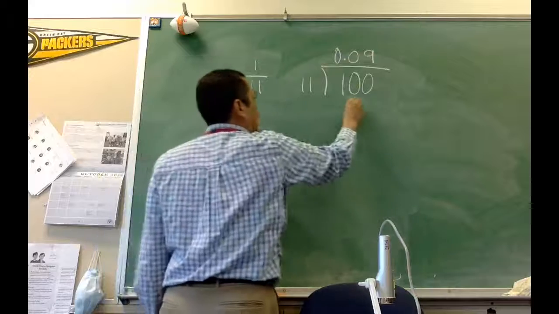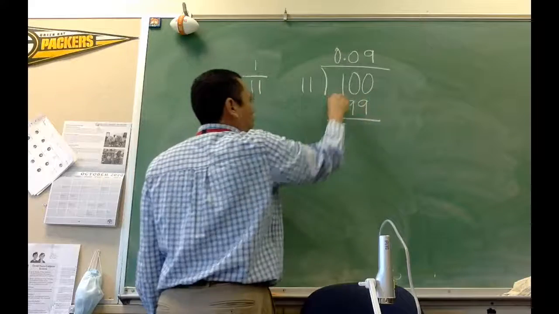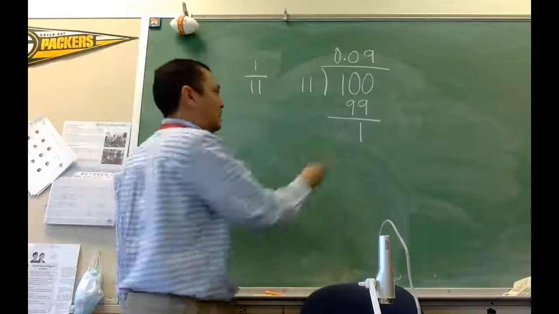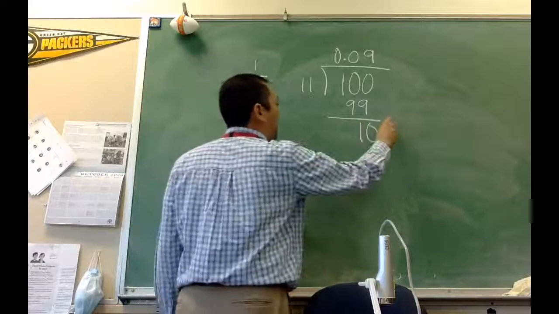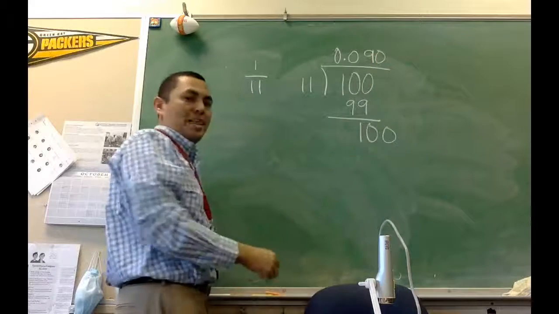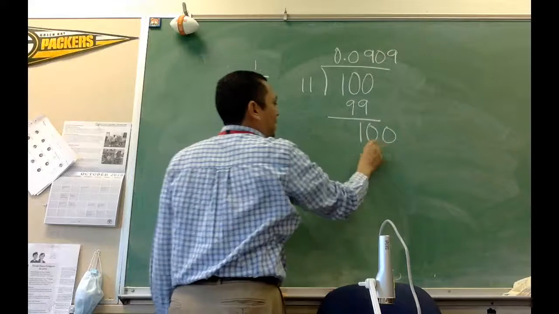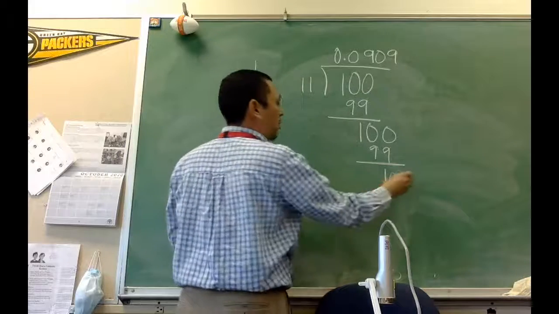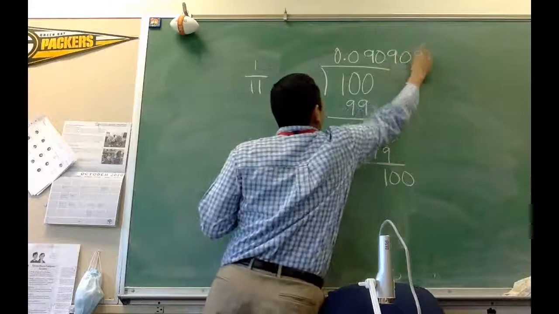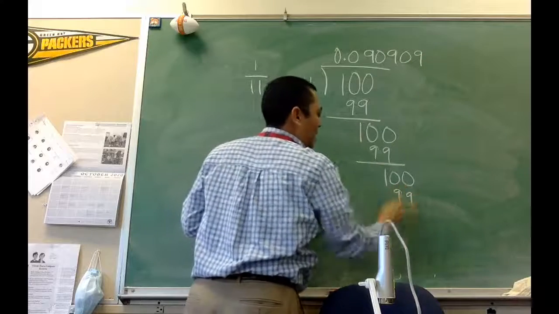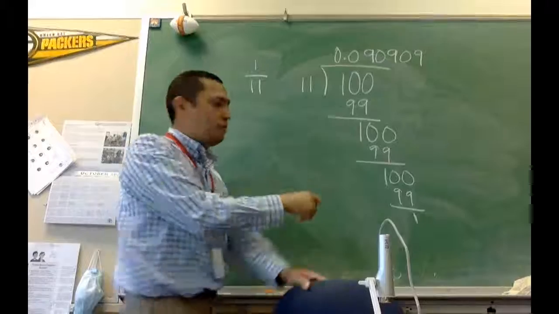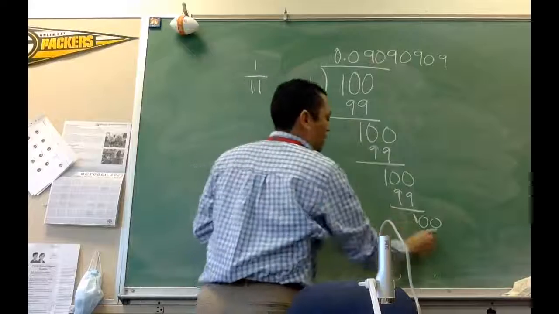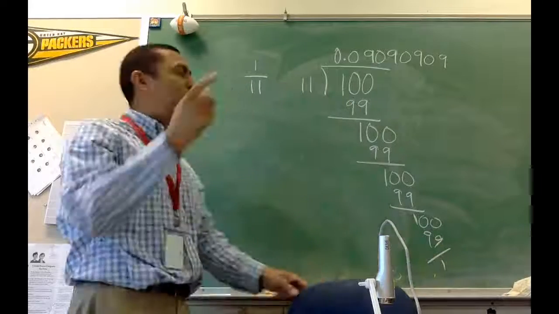9 times 11 is 99. 100 minus 99 is 1. And we follow the same steps. 0, still too small. If you add another 0, you add a 0. And then 9. 9 times 11 is 99. 1. And see how the pattern goes. 0, it's too small. Another 0. 9 times 11 is 99. 1. And then, see how it repeats? 10, too small. Add a 0. 9, 99, 1. And it keeps going and going.